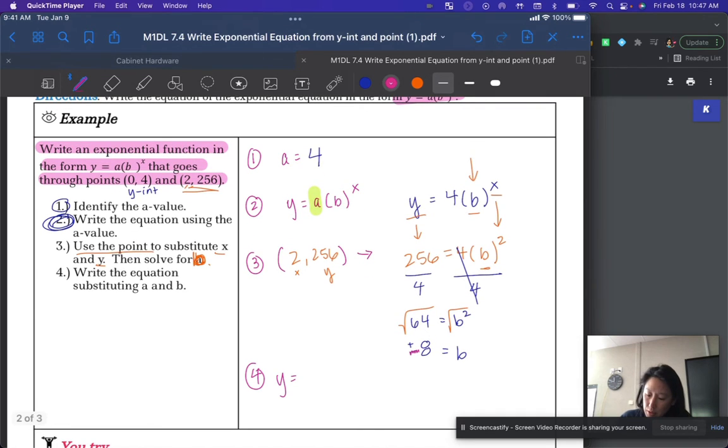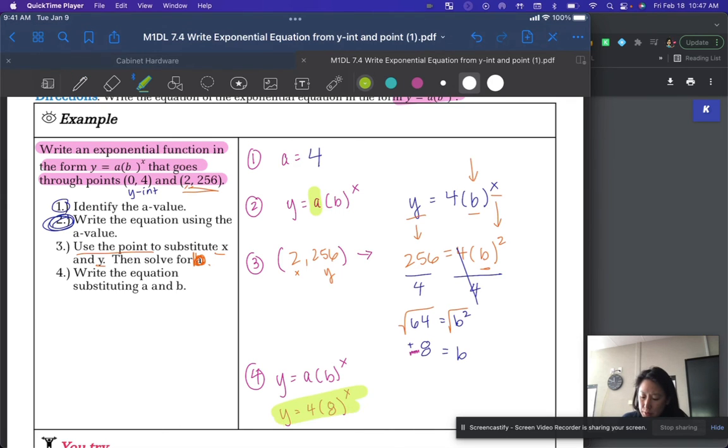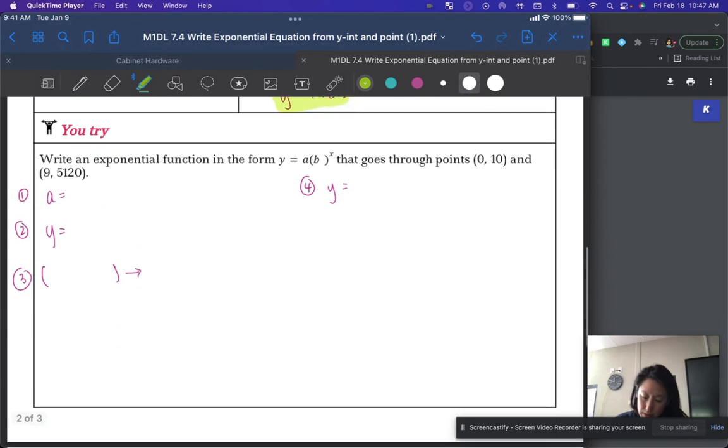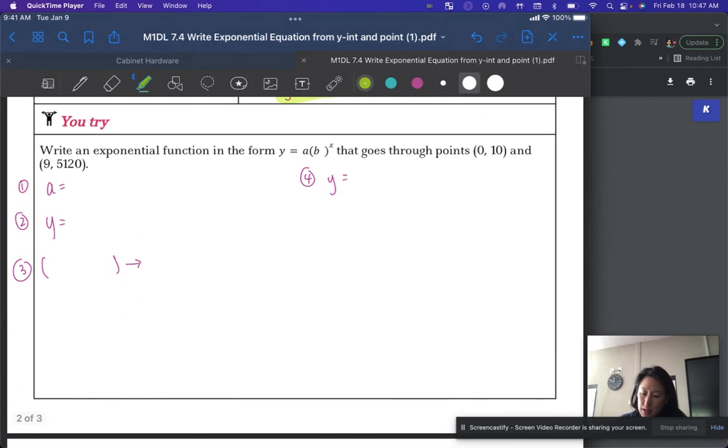So now we can go ahead and write our exponential equation in the form y is equal to a times b to the x. My a was 4, and my b we solved for was 8. So my equation is y is equal to 4 times 8 to the x power. All right, you guys try this one.